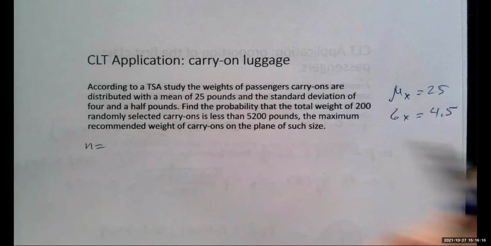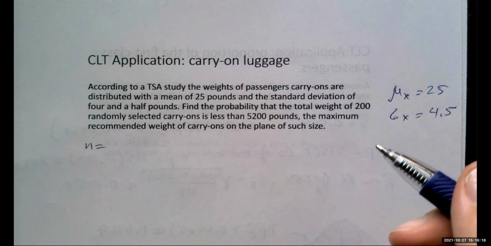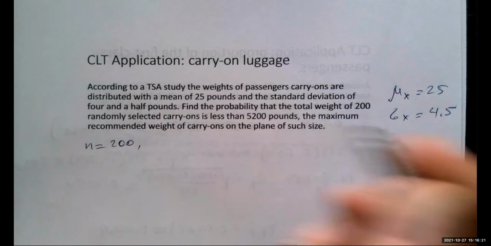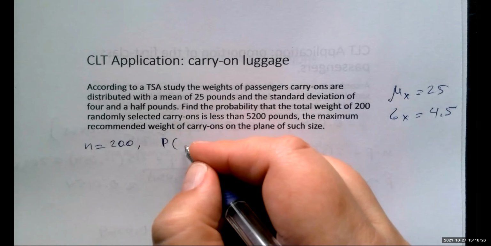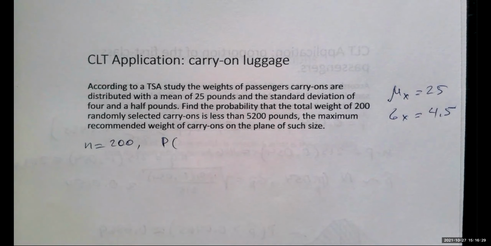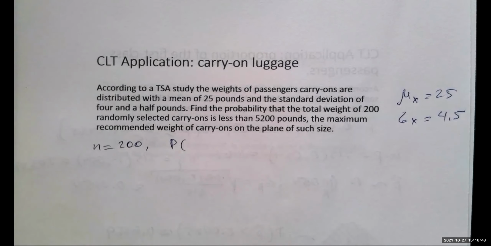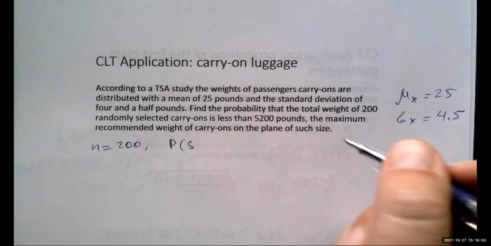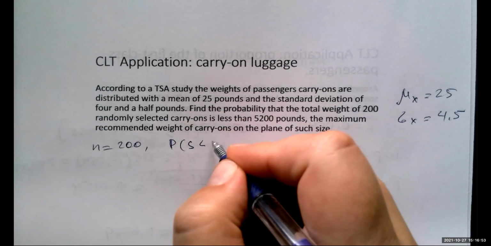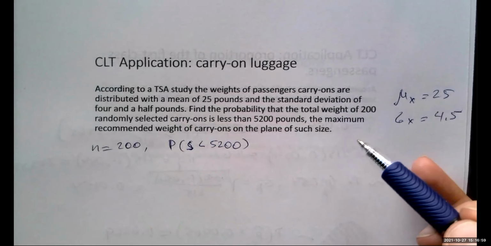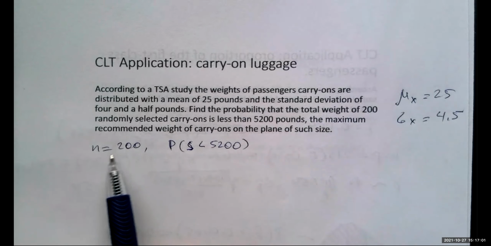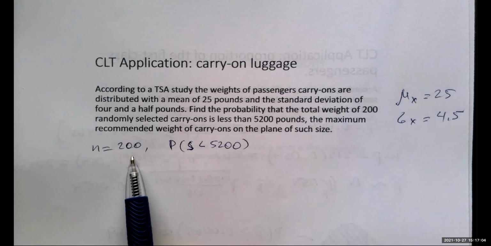Okay, so the n is 200, and we're looking for the probability that the sum of those x values is less than 5,200. All right, so the sample size is large. That means that we're going to have a normal distribution of the sums.